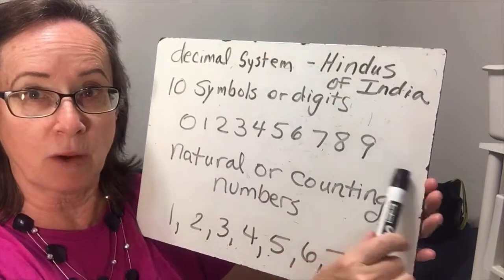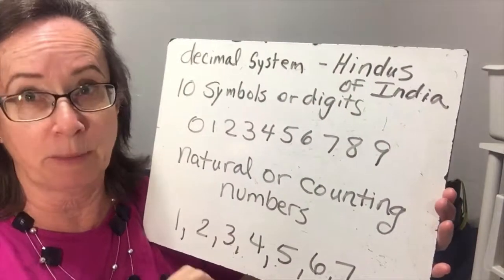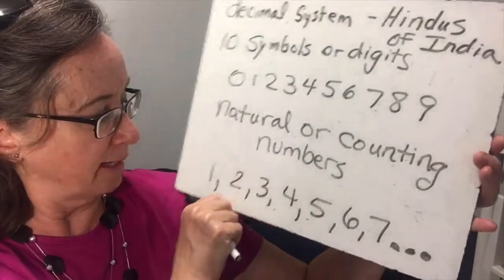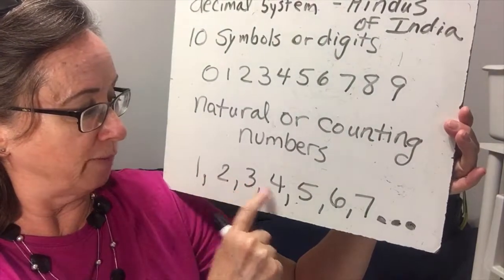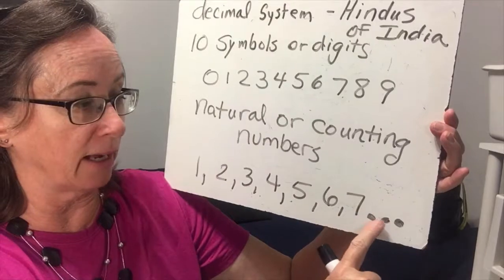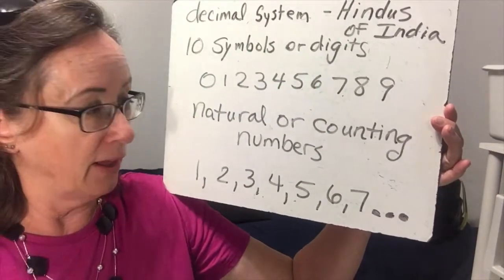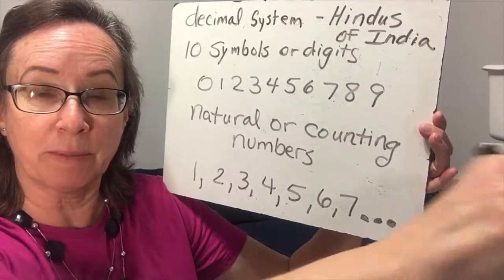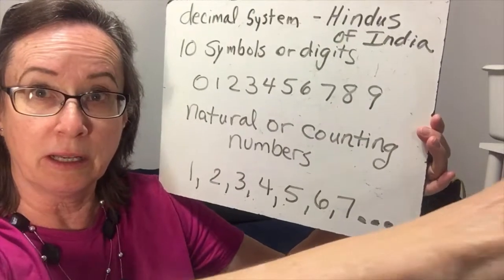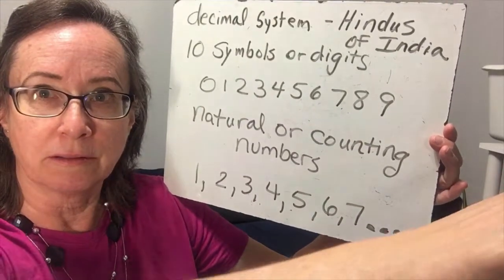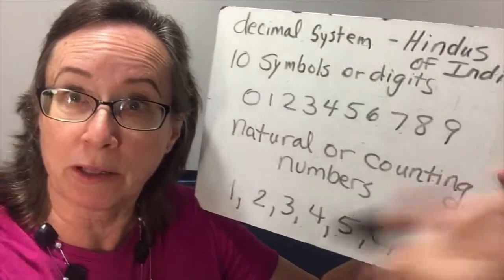Now, these numbers go on. These are your 10 digits, but we can use the 10 digits to make a long string of digits. All right, so if we started here at 1, and we said 1, 2, 3, 4, 5, 6, 7, and this dot, dot, dot means we're going to continue on and on forever, then we could go all the way up to 100 and then past 100 to 200 and then 300, 400, 5,000, 6 million, 7 billion. We could just keep on going, can't we?